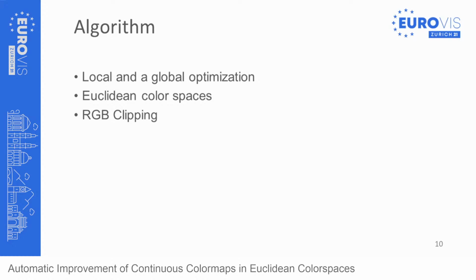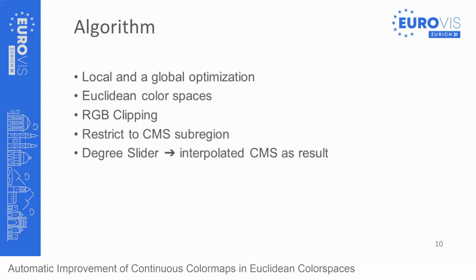selected interpolation color space. In practical applications, the true optimum is usually far away from the input color map and not at all what the user wants to obtain. We allow the user to select a subregion of the color map for the optimization, which leaves the remaining parts unchanged. Further, in order to get a customized result, we offer the user a slider to obtain an interpolated map between the original CMS and the optimized CMS.